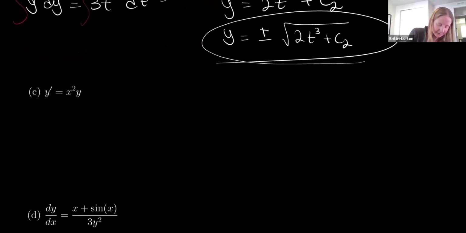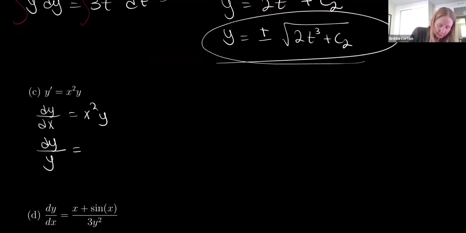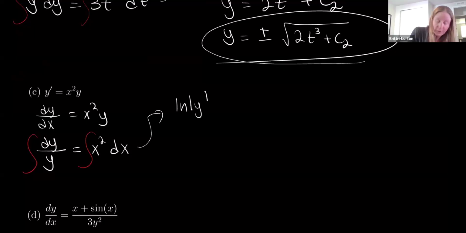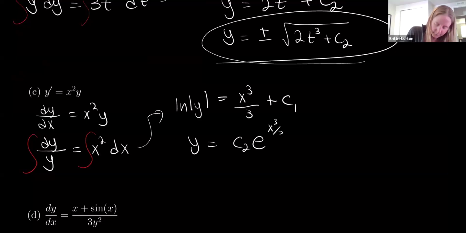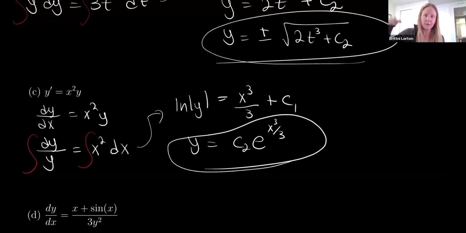Again, same kind of idea. This is why I think Leibniz notation might help you visualize it. dy dx is x squared times y will give me dy over y is x squared dx, and that's what I'm integrating both sides of. And so then I would end up with ln of y. So this is separable because I was able to separate my variables. ln of y is x cubed over 3. So y is c2 e to the x cubed over 3. Ta-da!